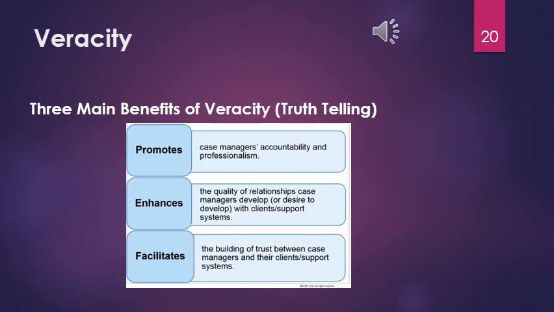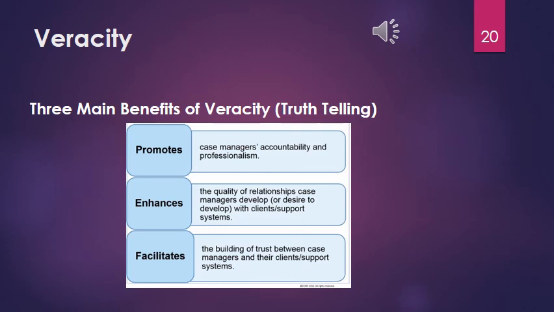Some clients and their support systems may verbalize their desire not to know the full truth or all the details of their condition or prognosis. Clients may also ask that their support systems not be informed of their diagnosis or prognosis. In these cases, case managers must respect the wishes of the clients or the client support system. Withholding information in these cases does not mean that the case manager has violated the ethical principle of veracity.